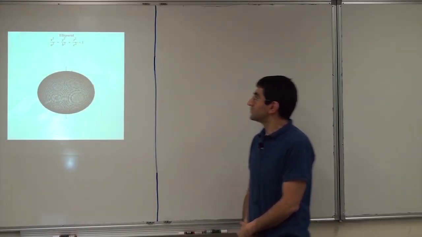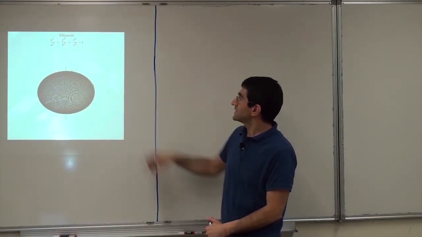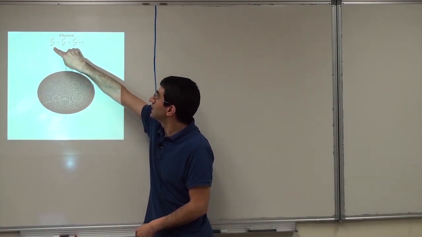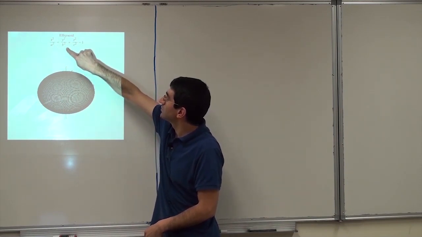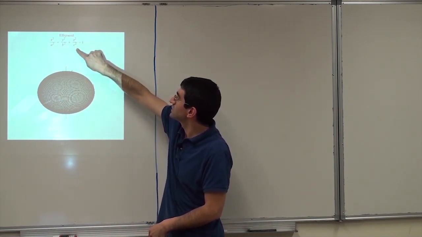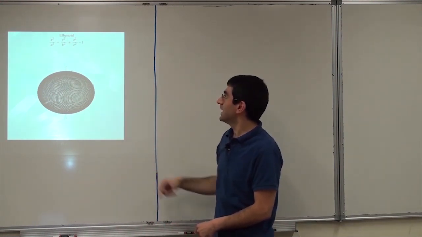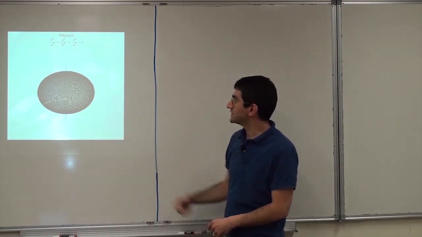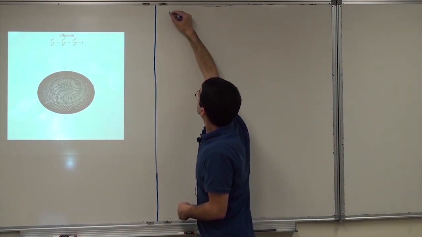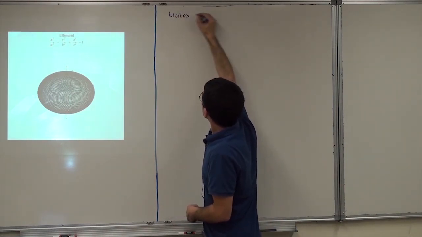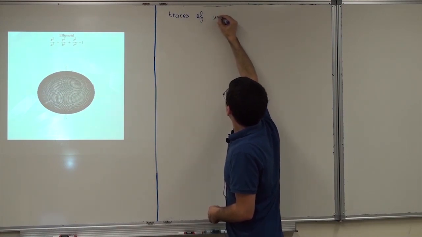Okay, let's start with the ellipsoid. Now, ellipsoid is a quadratic surface whose equation is of the following form: x squared over a squared plus y squared over b squared plus z squared over c squared is equal to 1. And the graph of this quadratic surface is this. Now, let's have a look at the traces of an ellipsoid.